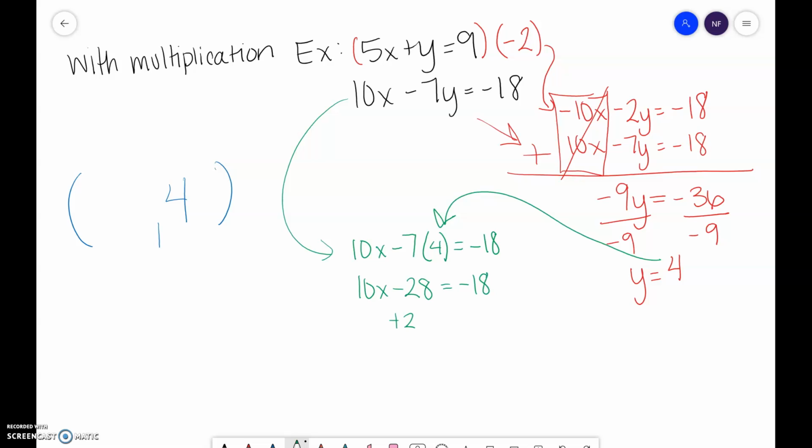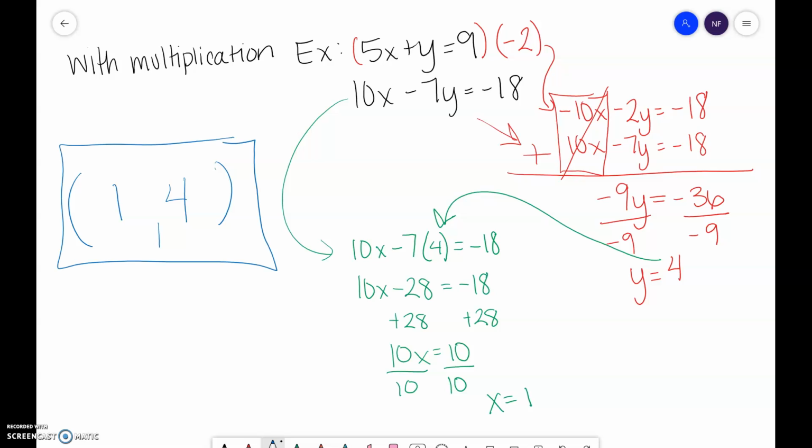Then we would add 28 to both sides, and we would get 10x equals a positive 10, and then divide by 10 on both sides, and we get x equals 1. So our solution is 1, 4. And that's it for elimination.